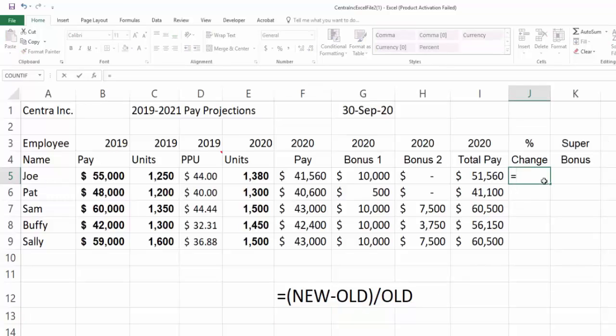Let's plug it in. And I think you know why we need brackets. This is the new pay. And by the way, that's I5, not 15. Minus the old pay. That will tell you how much your pay changed. But if you divide it by the old pay, it'll convert it to a percentage.